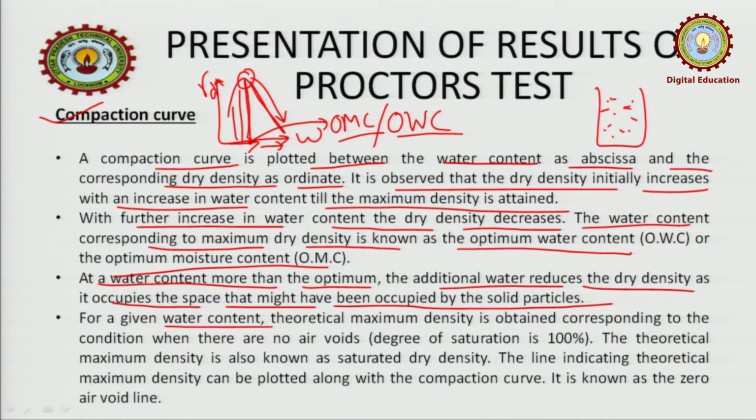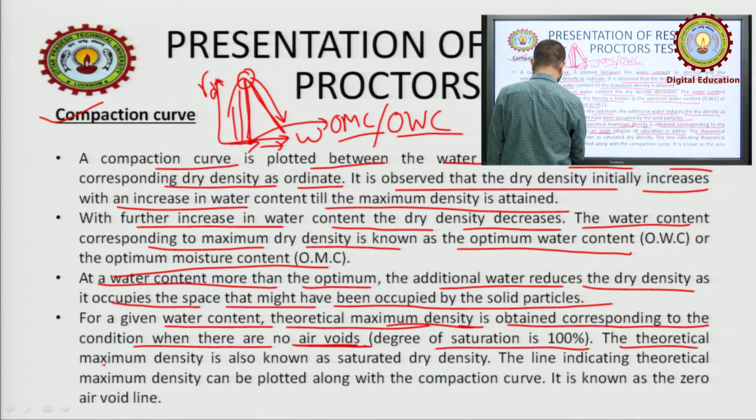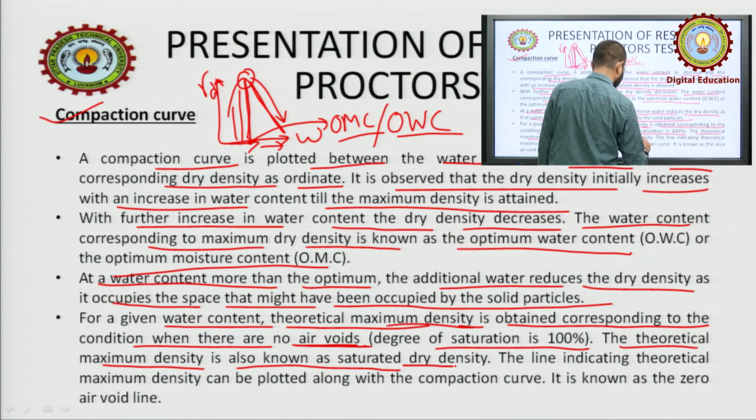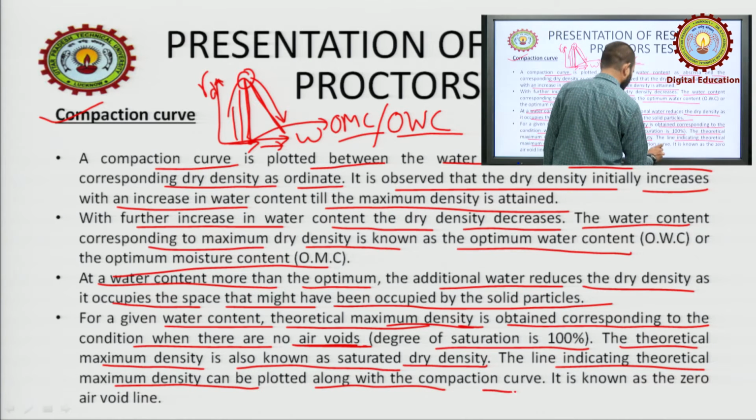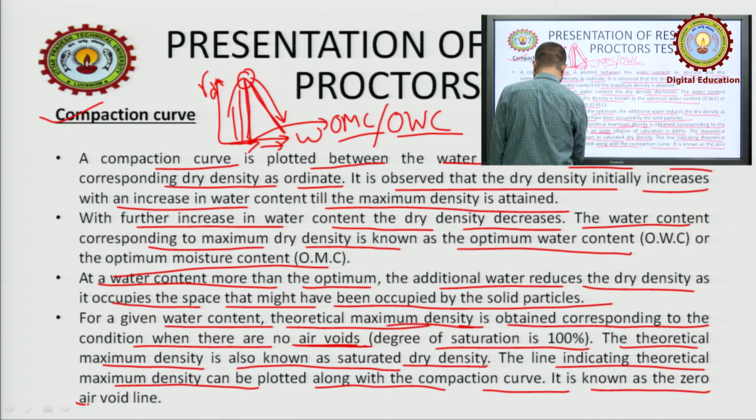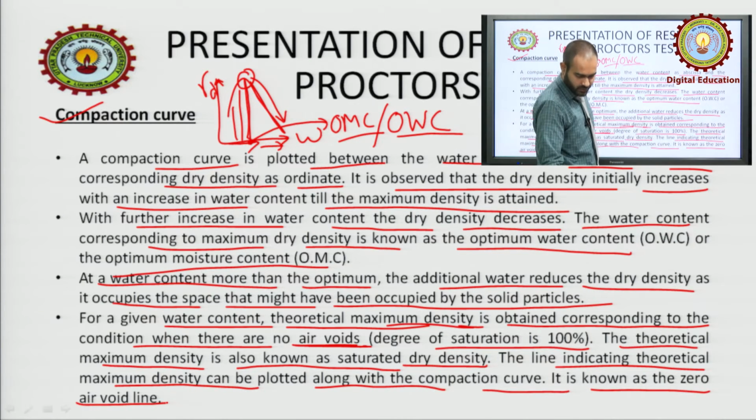Then for a given water content, theoretical maximum density is obtained corresponding to the condition when there is no air. Maximum density is obtained when there is no air void, means it's fully saturated, 100% saturation. The theoretical maximum density is known as saturation dry density. The line indicating theoretical maximum density can be plotted along the curve. It is known as zero air void line. I will show you what it is talking about.